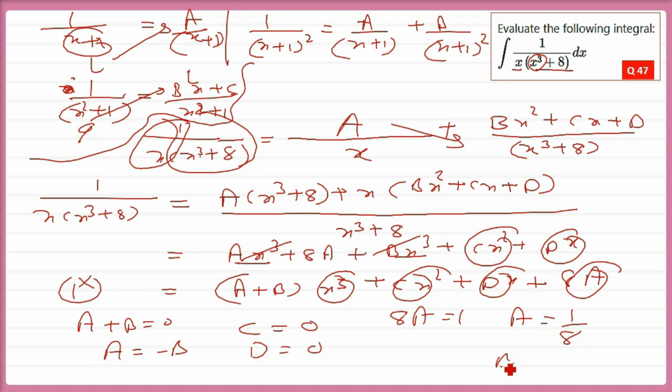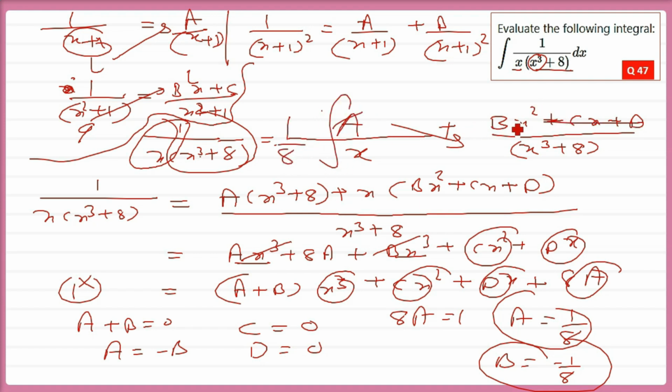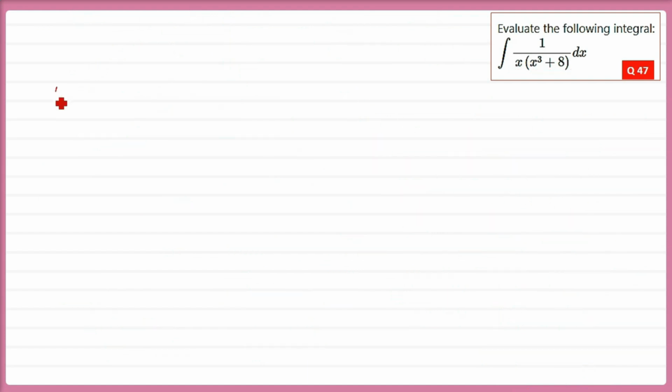So a became 1 by 8, b became negative 1 by 8 because a plus b equals 0, c is 0, d equals 0. So in place of a we are going to write 1 by 8. These became 0, only b has come, which is negative 1 by 8. So let me put negative 1 by 8 here. I'm not doing it right now, I'm just showing you where I'm going to replace all these in the actual integration which follows. So the integration will become something like this.